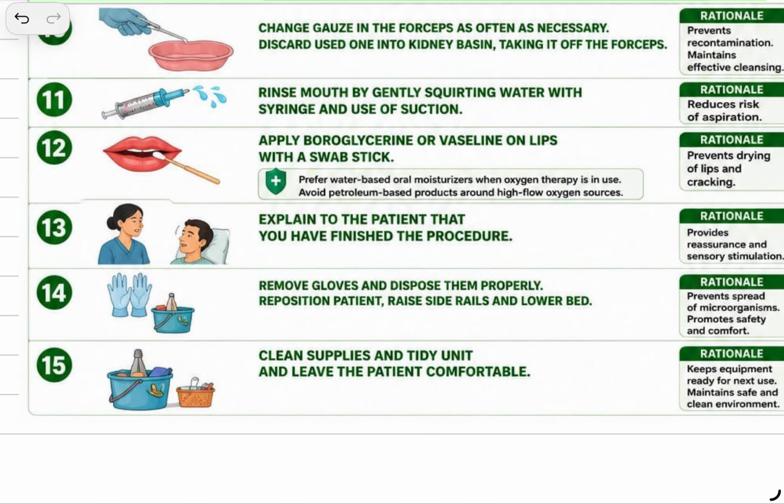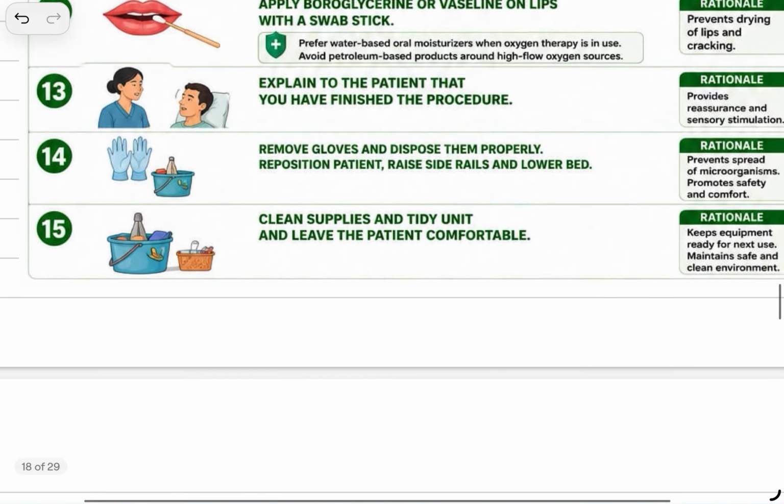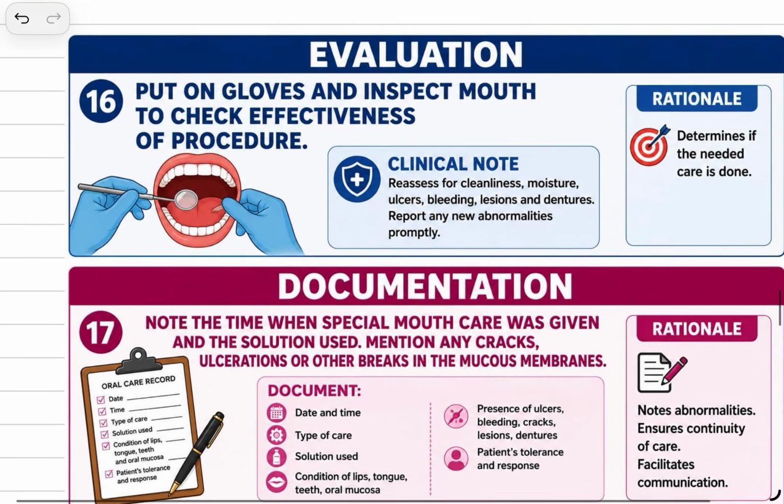Next, we need to explain the procedure, even if they are not able to respond, we have to say that the procedure is finished. Next, you need to remove the gloves and dispose of them in which bin? Which color bin? Red. Okay, the red color bin we need to dispose in. Next, clean the supplies, whatever gauze pieces, tray and all, if it is there, you need to remove. Clear?